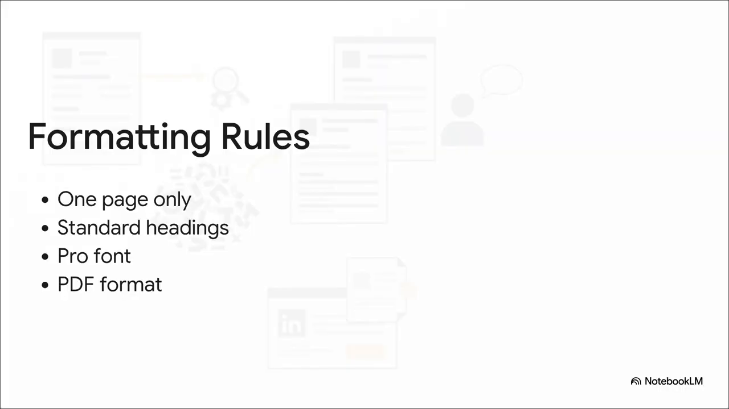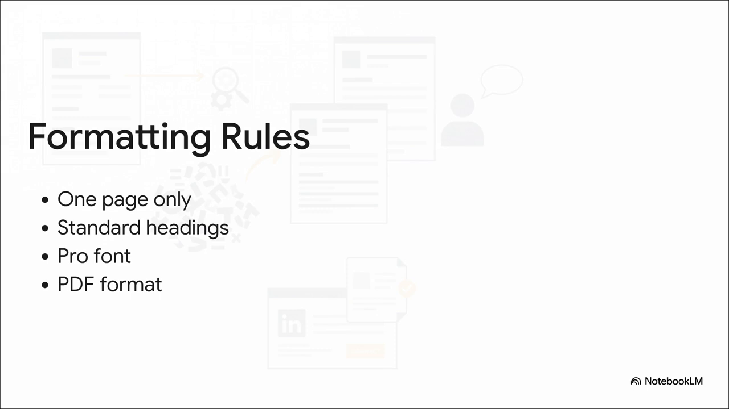Okay, so you've appeased the bot, you've engaged the human, but readability is your absolute final hurdle here. And the formatting rules, they are largely non-negotiable. Keep it to one page only, especially if you're early in your career. Use standard headings like experience and education so the ATS doesn't trip up. Stick to professional fonts, think Calibri or Arial. Maintain half-inch margins, and for the love of everything, always save it as a PDF or docx. Clean formatting basically signals that you respect a busy recruiter's very limited time.